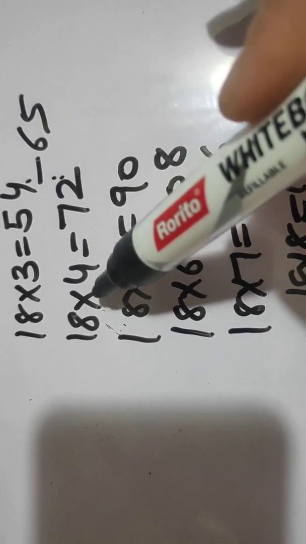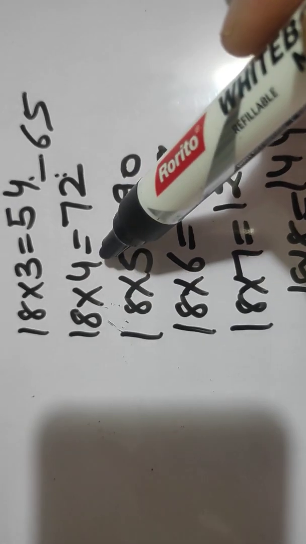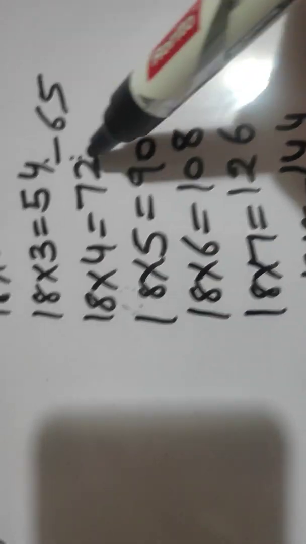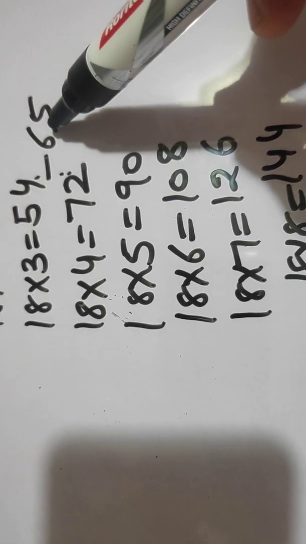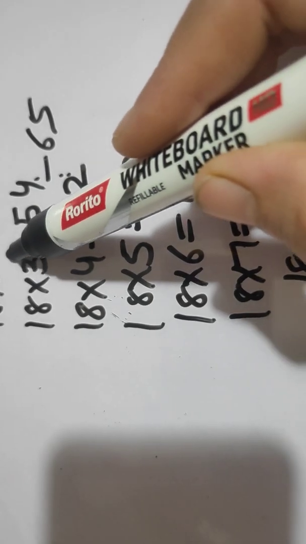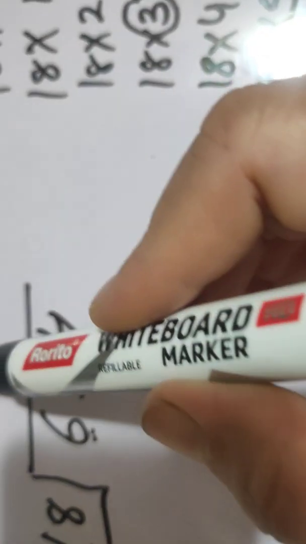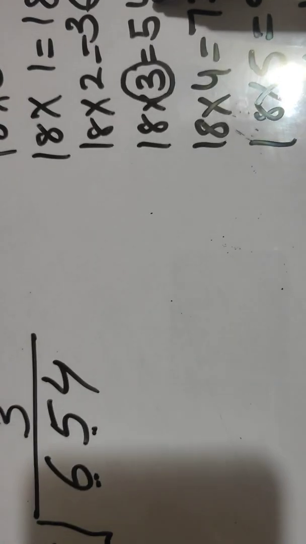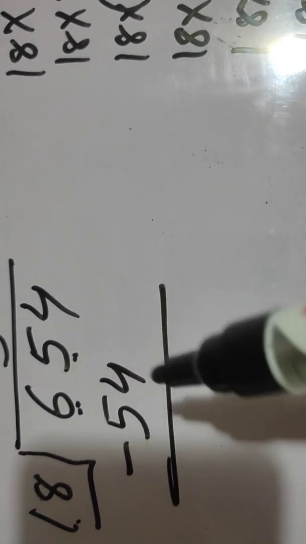So our table can't go on 18 fours, 18 fours is not our answer because 72 is greater than 65. So the table goes on 18 threes are 54. This is the right answer and this 3 is our quotient that we will write at the top, and 18 threes are 54. This product we will write under the given number and subtract it.